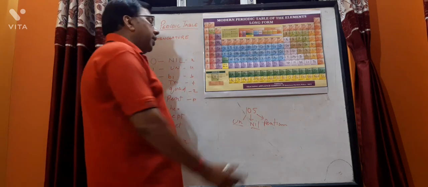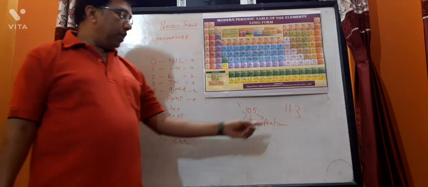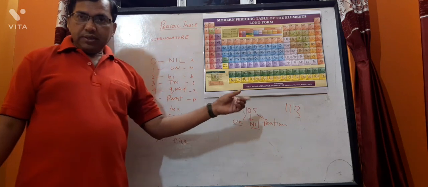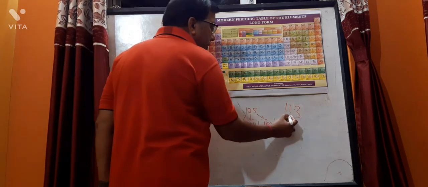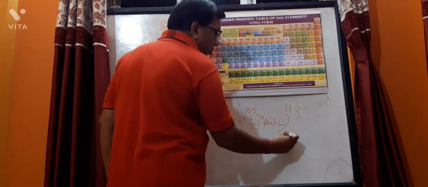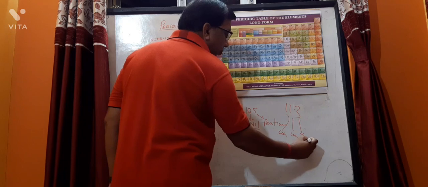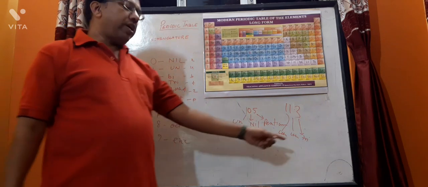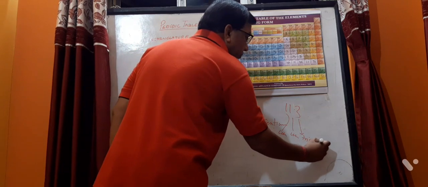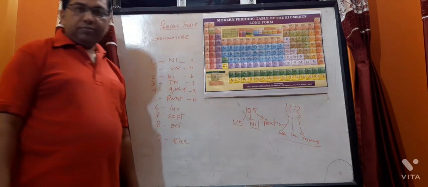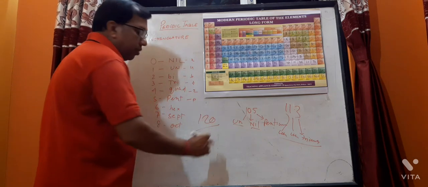Abruptly, you can take another number, 113. So what will be the name in this next system, the IUPAC system? What does the 1 mean? 1 means un, 3 means tri. Triumph. In case of, suppose, 120, what will be the name?